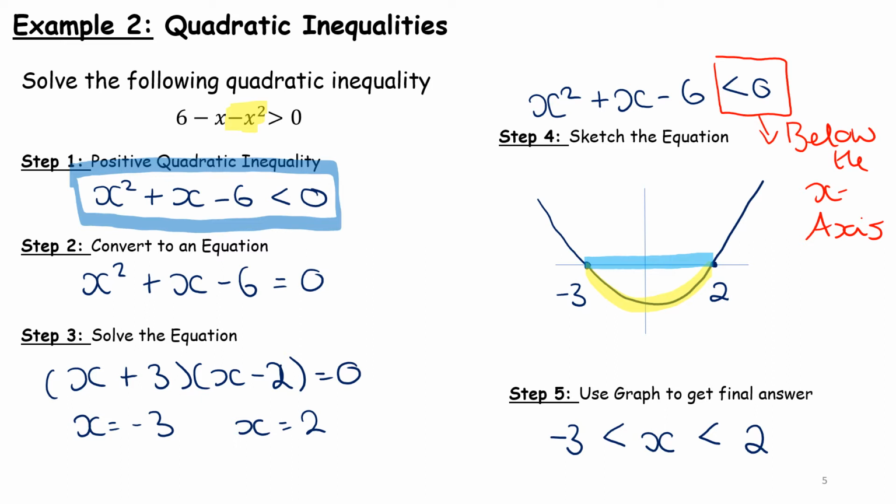Just be really careful to answer the question. The question was a greater than sign. There was no equals. Therefore, in my answer, there's going to be no equals. Let's try another one here. Solve the following quadratic inequality.